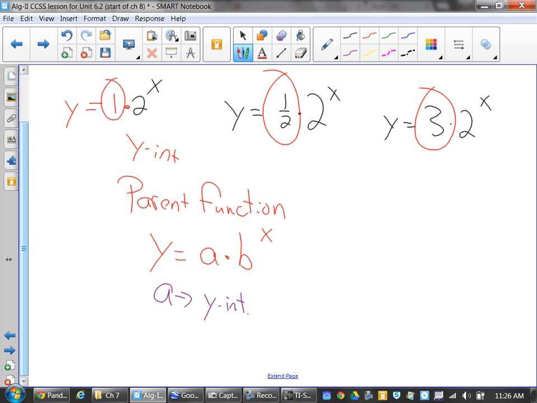When you cross the y-axis, what's your value for x? 0. So anything to the 0 power is what? 1. 1 times something is something. So if we're looking at this, 2 to the 0 is what? 1. 1 times 1 is 1. Where was your y-intercept? It's 1.